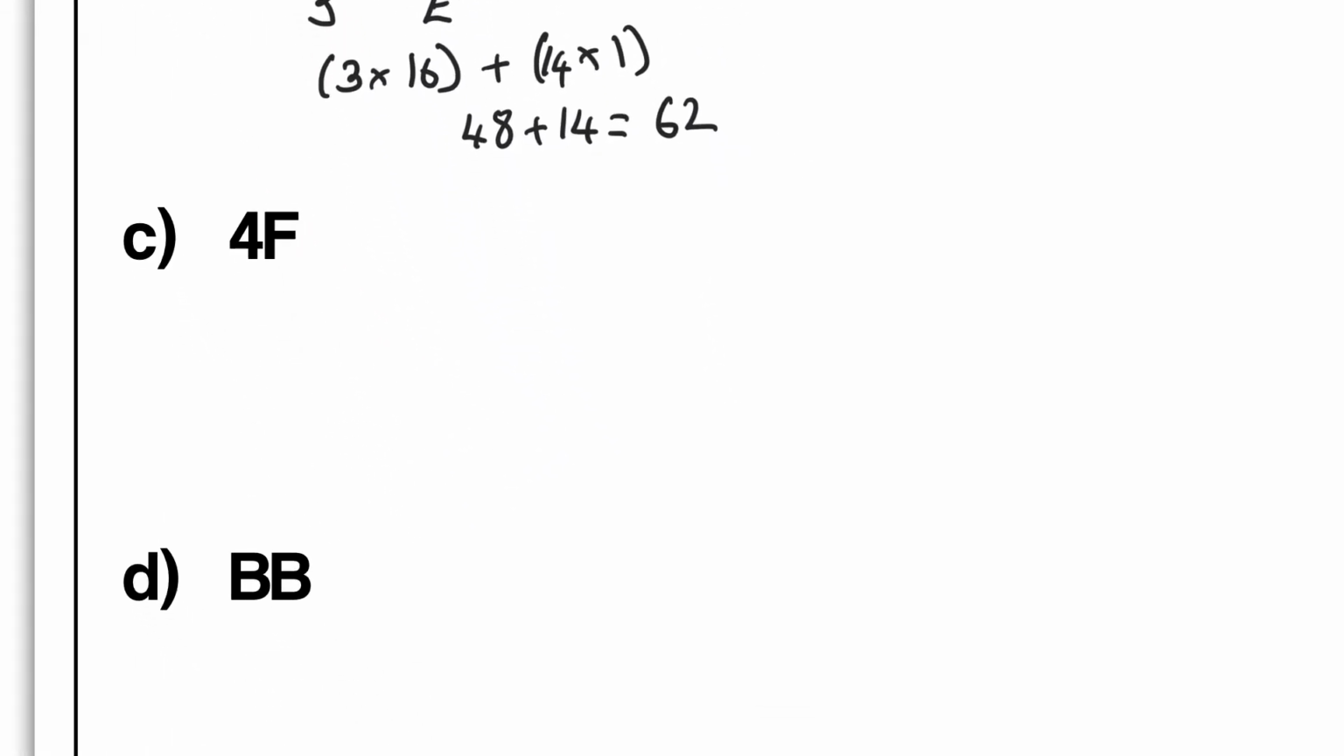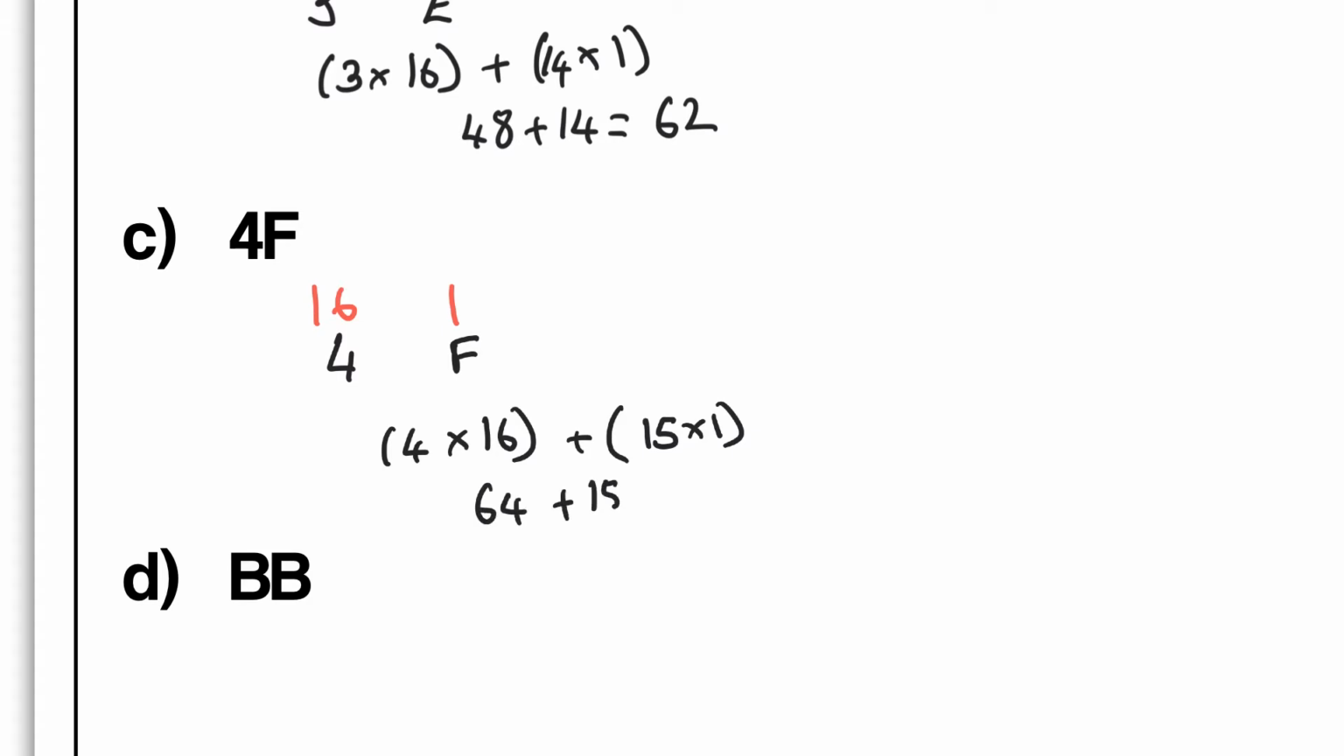Okay, now to do 4f, same deal again. Put the columns up, pause, give it a shot. Okay, I'm going to write down 4 and f. Again, it will be 4 times 16 plus f, and now I know f is 15 times 1. 4 times 16 is 64, plus 15 is going to give me 79.